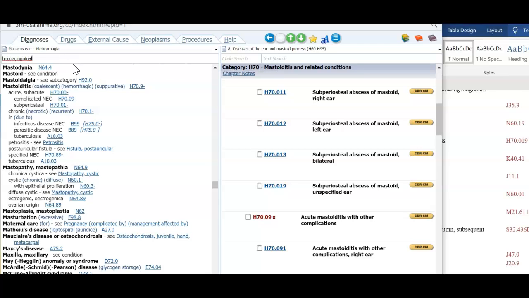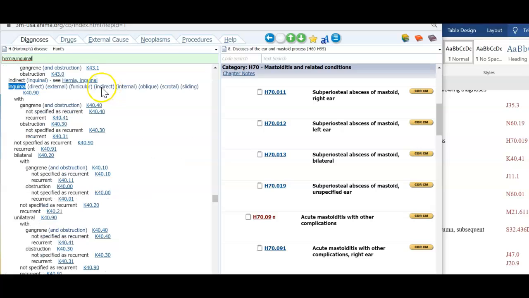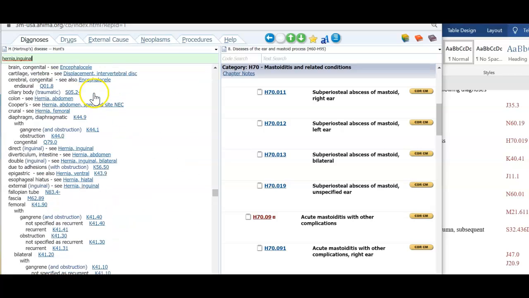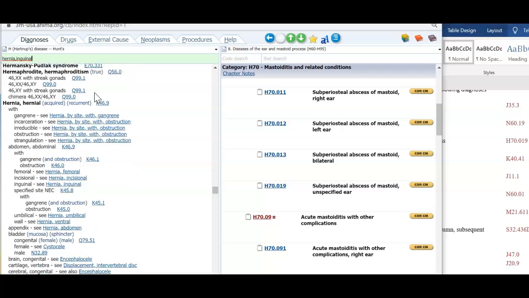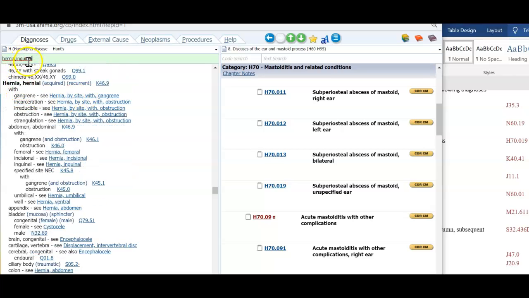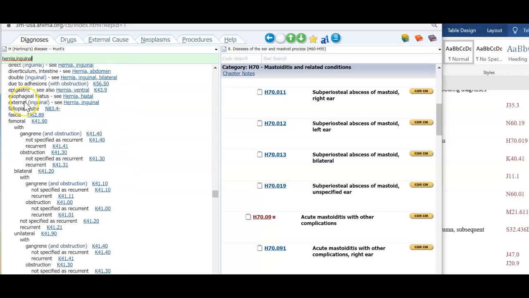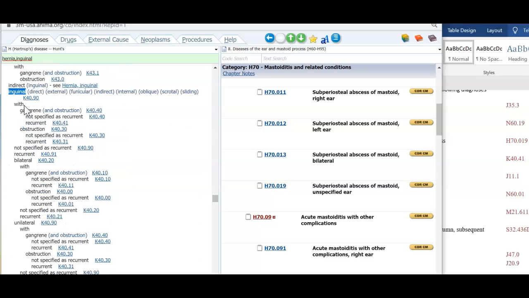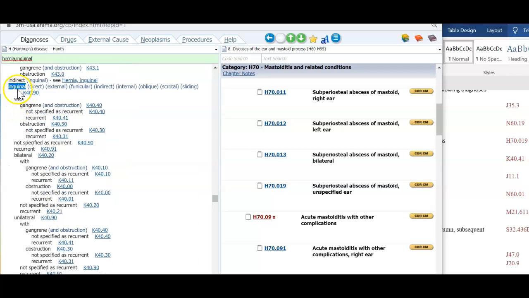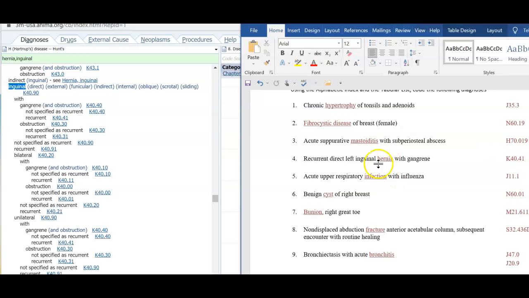So once we get to hernia, the system's a little slow. You want to go down. Okay, so I have hernia. You want to go to my subterm. Okay, so right here, let's see what else we have.